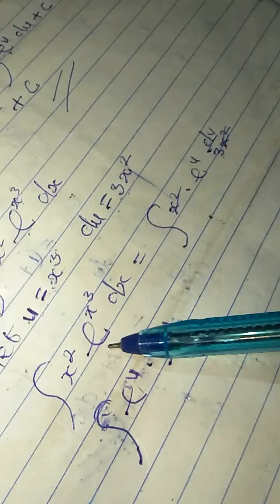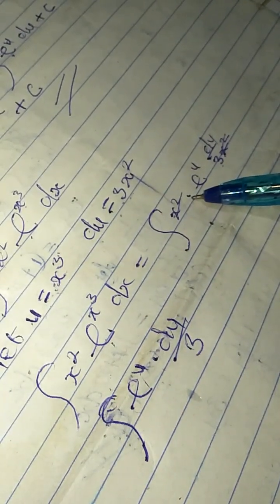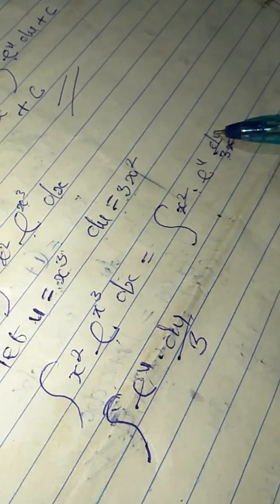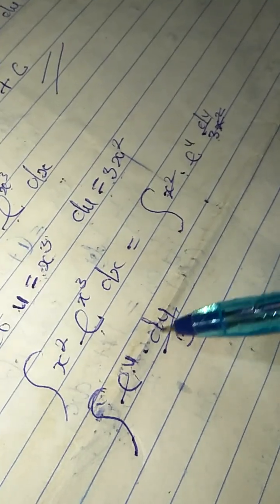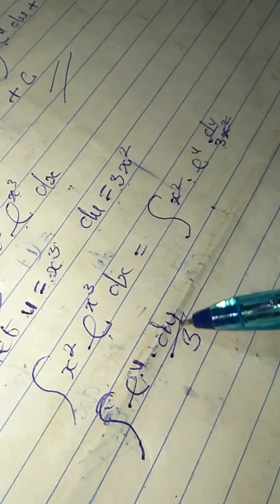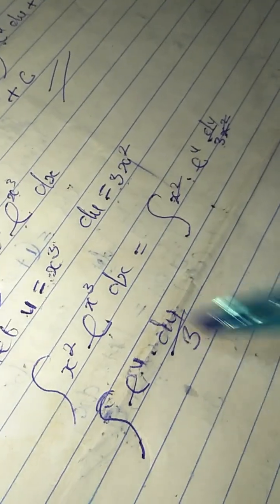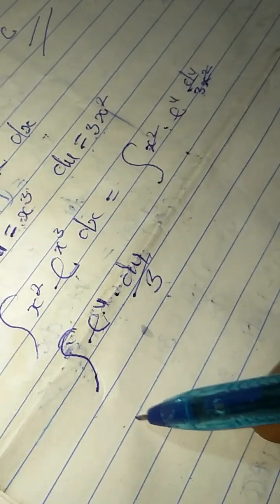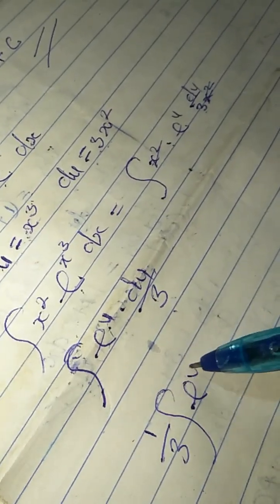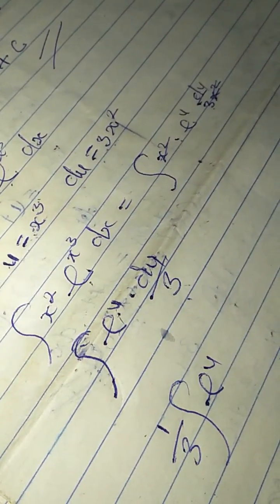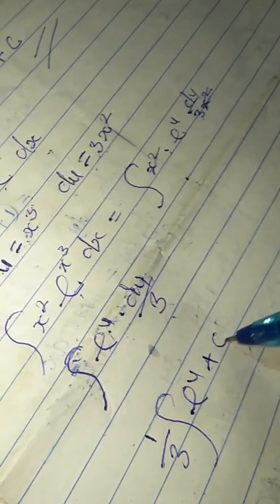From here, how do we arrive at this point? This goes with this, so we are left with du over 3. Now if you integrate e^u, you have e^u. If you integrate du you have 1, so indirectly you are seeing 1/3 here. So 1/3 is a constant, so we factor it outside. So this will give us 1/3 times the integral of e^u, plus c.